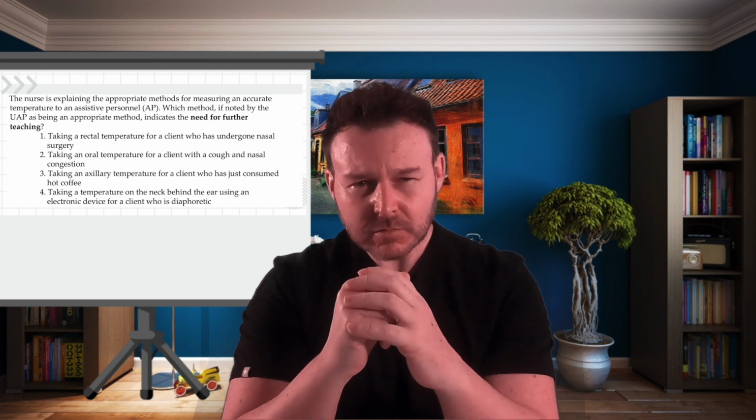Negative effects and our ABCs, always airway, breathing, circulation. If we put that thermometer in their mouth and they're congested, they can't breathe through their nose, is that going to cause a negative consequence? Yes. Is it going to cause difficulty breathing? Yes. Is that one of our ABCs? Yes. So likely that's going to be our correct answer. So let's pick number 2, because it involves airway, breathing, negative action.